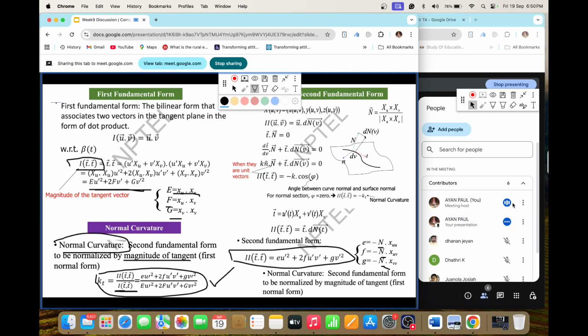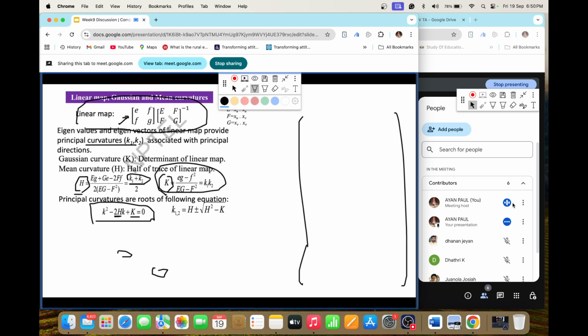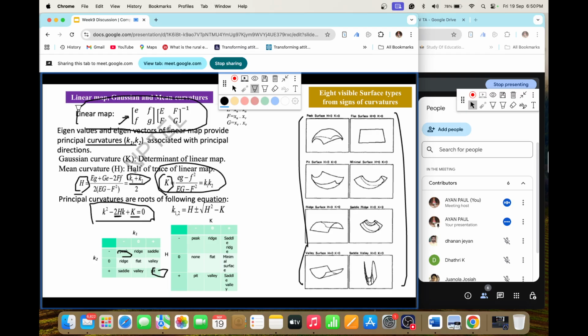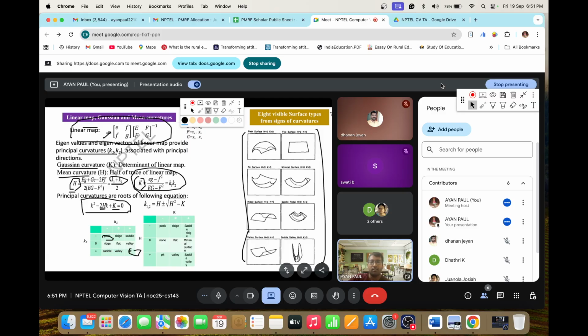And then from the first fundamental form and second fundamental form, you can form this linear mapping, and this linear mapping will give us two different curvatures. One is Gaussian curvature, and another one is mean curvature. Gaussian curvature is nothing but the product of eigenvalues. Mean curvature is nothing but half of the trace of the eigenvalues. Okay, and from these two eigenvalues, from Gaussian curvature or mean curvature, we can get different types of surfaces. Okay, so this is the theory. So is it clear?